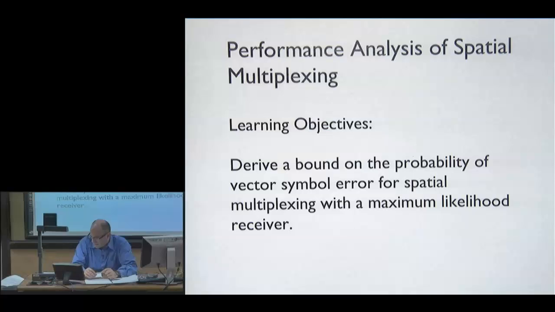And here we're going to derive a bound on the probability of vector symbol error for a spatial multiplexing system with a maximum likelihood receiver. And the point of this will be to show that spatial multiplexing, even with the best receiver, doesn't get potentially all the diversity there is in the system. And we'll also get some insight into what errors look like in a spatial multiplexing system.